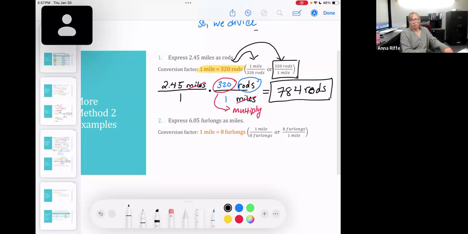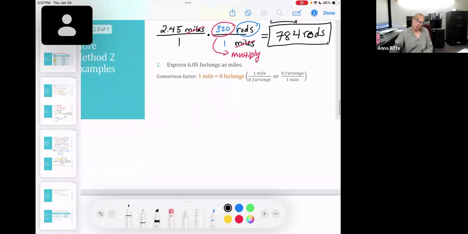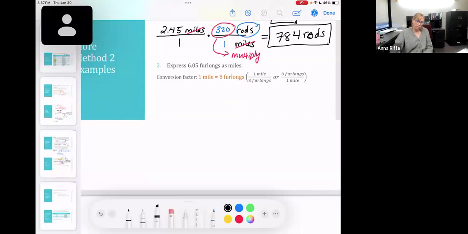Maybe one more strange one. Let's convert 6.05 furlongs to miles. Again, this is one that you're probably not as familiar with, so it might be a little bit more difficult to determine, do I multiply or do I divide?